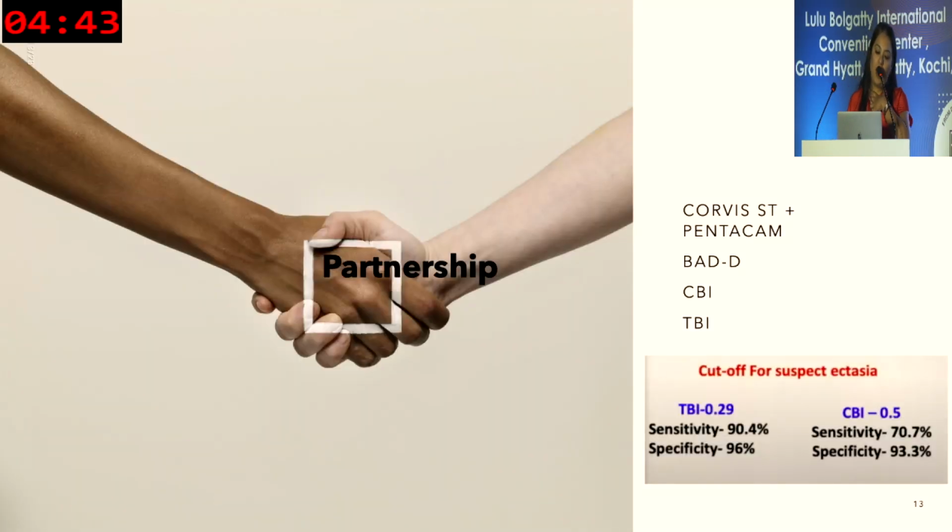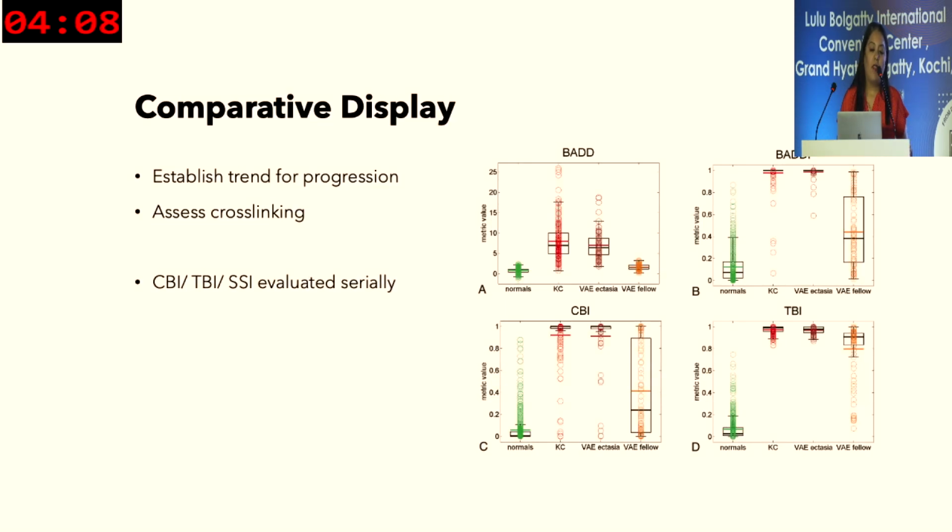The great magic happens when you really combine tomography and the biomechanical indices, which is the combination of the Pentacam and the Corvus ST. When both the machines speak to each other, you have the BAD-D, which you already have with the Pentacam, and the CBI or the Corvus biomechanical index, which I told you about. When you combine these two with some degree of AI, it comes to the tomographic biomechanical index, the cutoff for which is usually taken as 0.29, and this is one of the more sensitive and specific indices that has been shown.